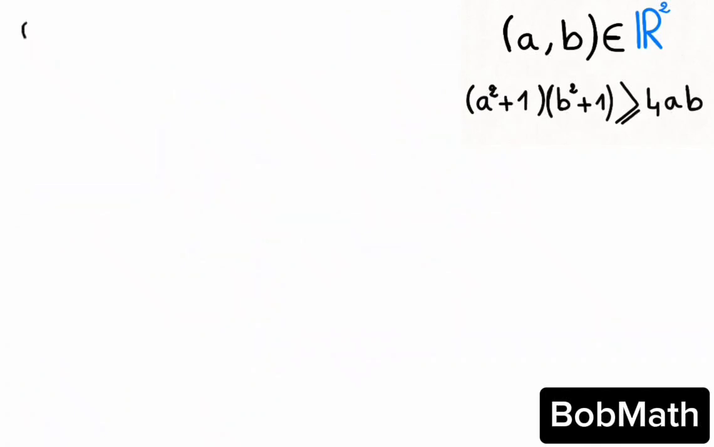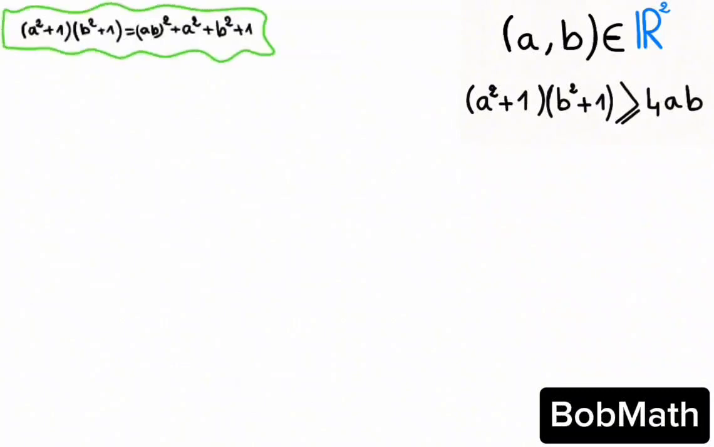We have (a squared plus 1) times (b squared plus 1) equal to (ab) squared plus a squared plus b squared plus 1. We call this equality alpha.